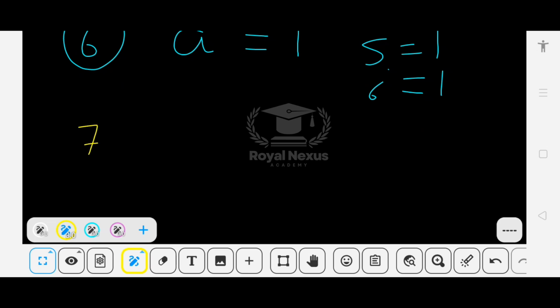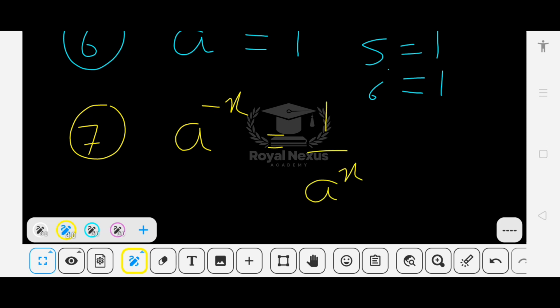The seventh rule of power states a raised to the power minus x will be 1 over a raised to the power x. It's called the negative exponent rule. And what does it state? It basically means that whenever you have a negative power and you want to make that power positive, you just need to take that number in the denominator. So 1 over that number, and the power will become positive. So it's called the negative exponent rule.